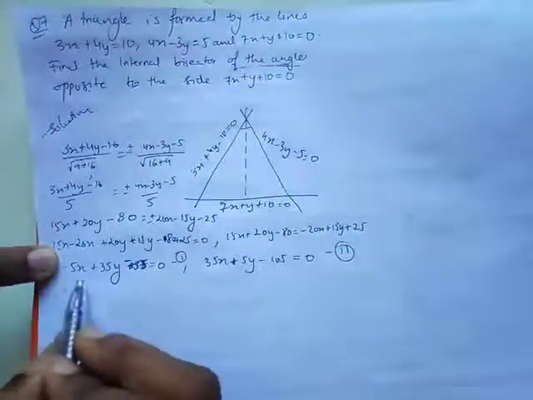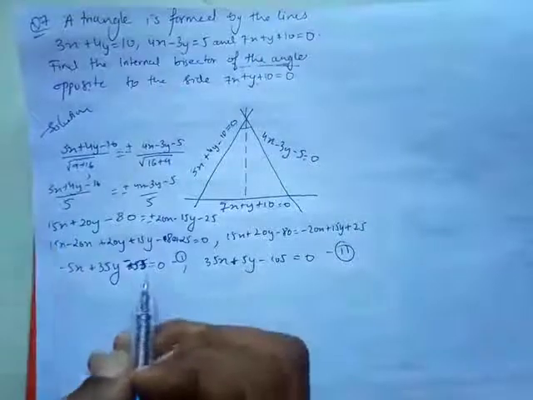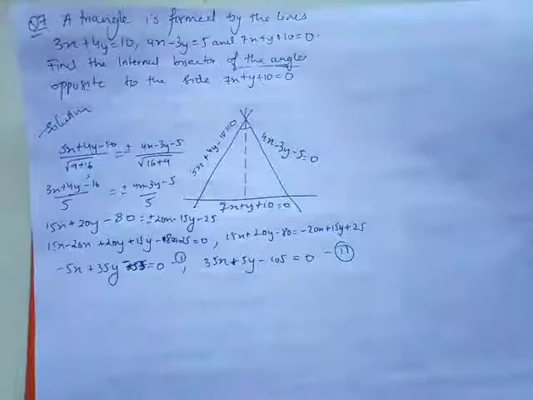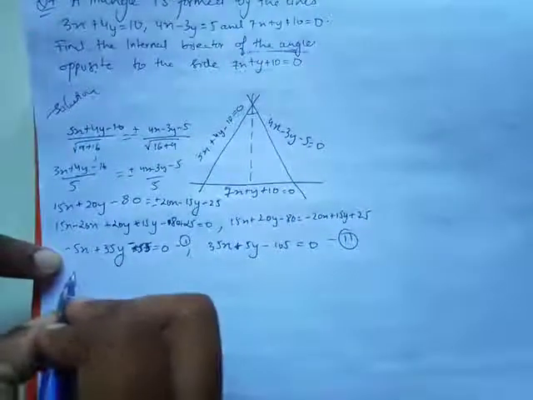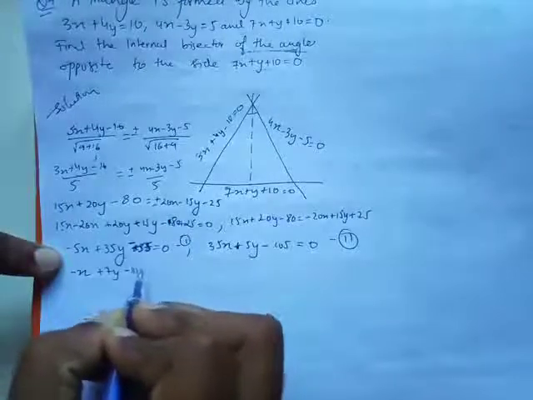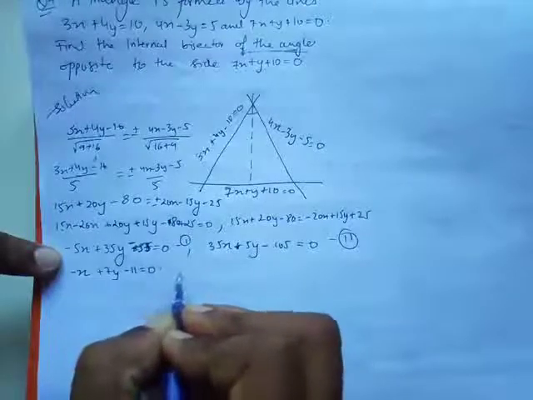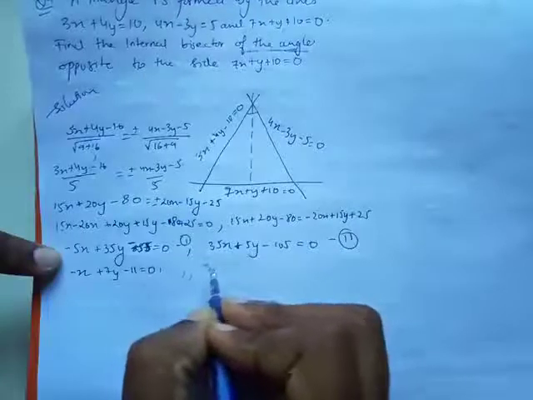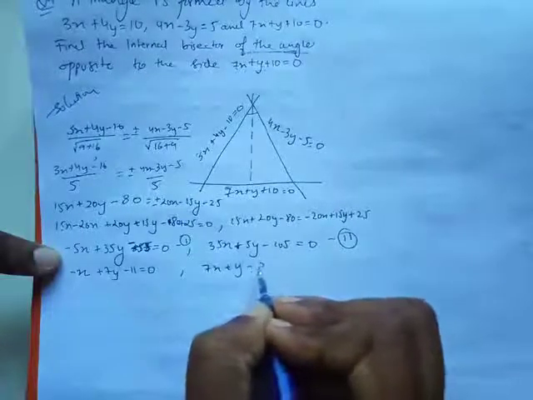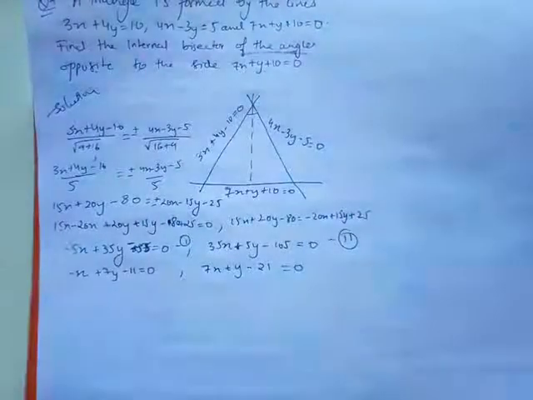First equation, minus 5x plus 35y minus 55 equals to 0, and the other one is 35x plus 5y minus 105. Now you guys can see in all of them there is one thing common, that is 5. So I'm just going to make it a little bit smaller, so it's going to be minus x plus 7y minus 11 equals to 0. Okay, this is going to be 7x plus y minus 21 equals to 0.